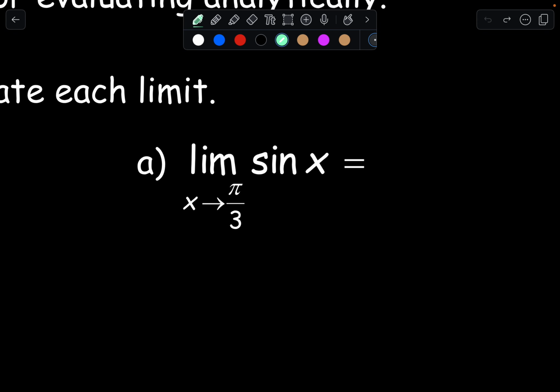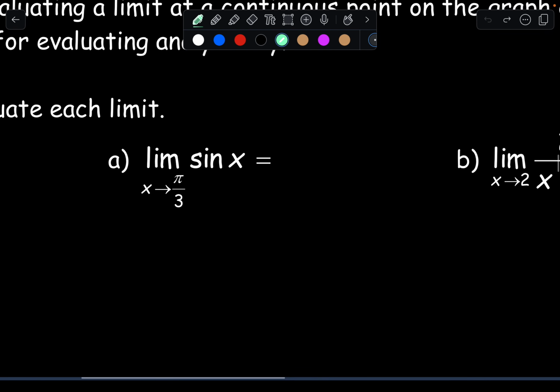The limit as x approaches pi over 3 for sine of x. So let's use direct substitution. So sine of pi over 3. Make sure you have your unit circle memorized. If you don't, go back and do it. This is in quadrant 1, closer to the y-axis. Therefore, that means we have root 3 over 2.